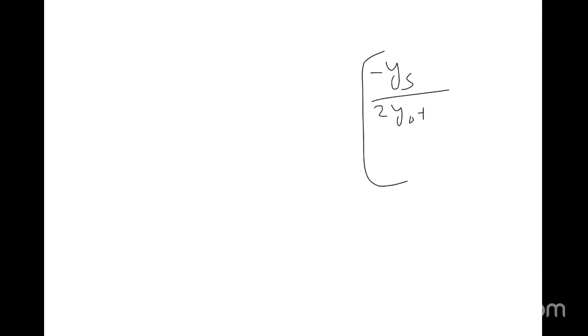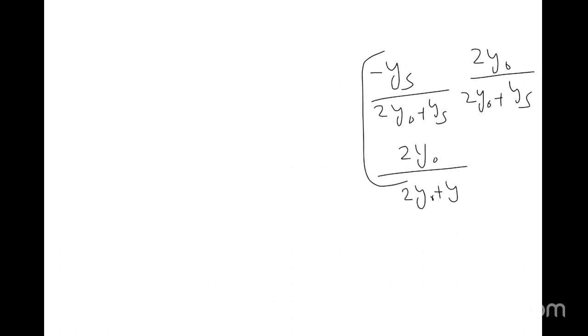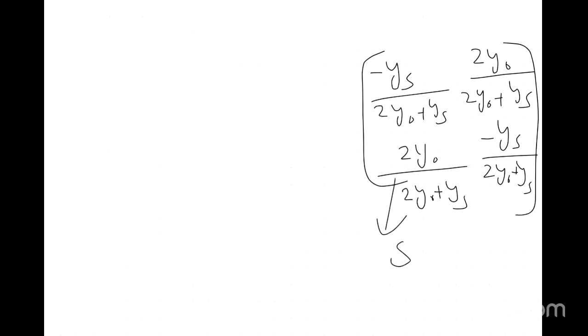First element. Second element is 2y0 by 2y0 plus ys. Third element 2y0 by 2y0 plus ys. Next, the fourth element is minus ys by 2y0 plus ys. So this is the scattering matrix for which one we discussed. The whole matrix is the scattering matrix for the shunt element we calculated.